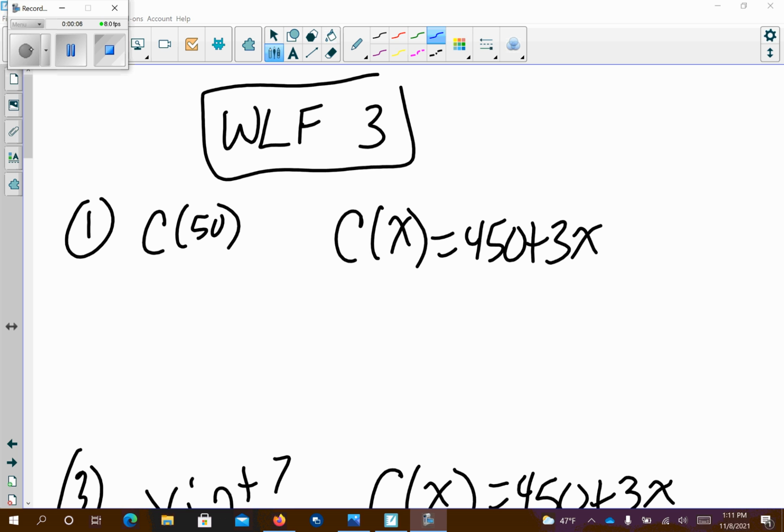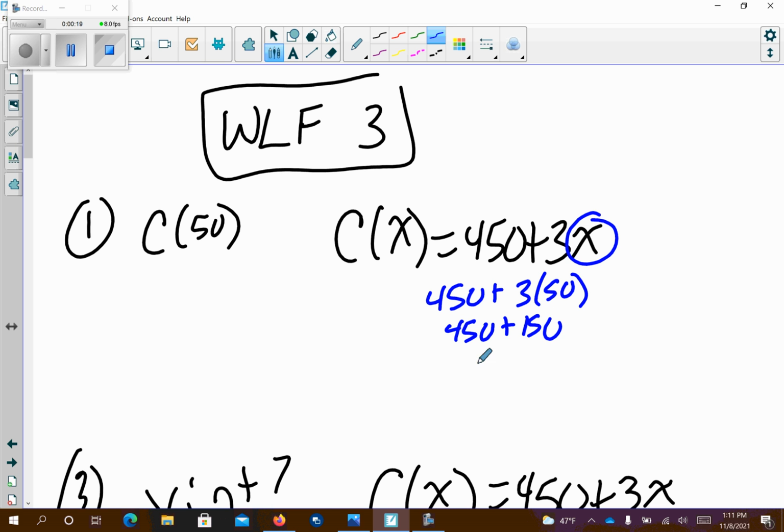They want C at 50, so this is the equation they've given above. So I'm going to plug in 50 for that. So I get 450 plus 3 times 50. That's going to give me 450 plus 150. That's equal to 600. In the context of the problem, that would mean that if you were to make 50 candles, it would cost you $600.